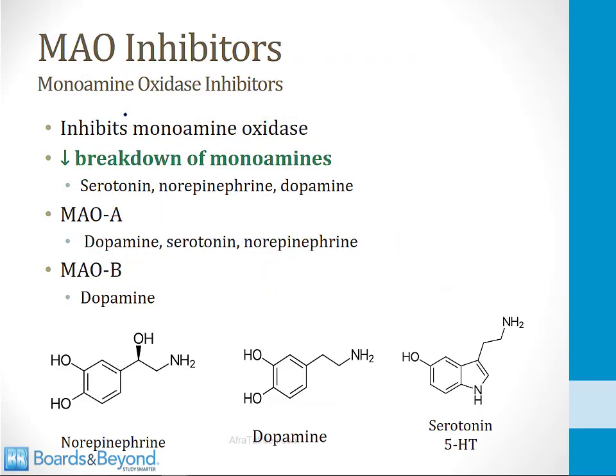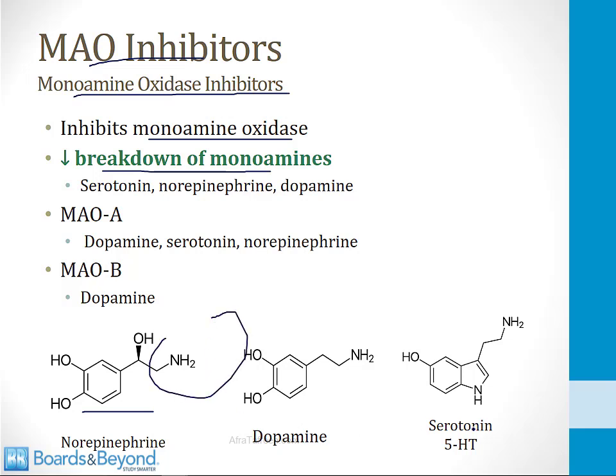Moving on, let's talk about our second class of antidepressants, the monoamine oxidase inhibitors, or MAO inhibitors. As their name implies, these drugs inhibit the enzyme monoamine oxidase, and when this enzyme is inhibited, there is less breakdown of monoamines. So what are monoamines? Well, it turns out many neurotransmitters in the brain have a chemical structure called a monoamine, which includes a benzene ring attached to an amine group. Norepinephrine, dopamine, and serotonin, which is also called 5-HT, are all examples of monoamines. So when you inhibit monoamine oxidase, you get less breakdown of all three of these neurotransmitters and therefore higher levels in the brain of serotonin, norepinephrine, and dopamine.